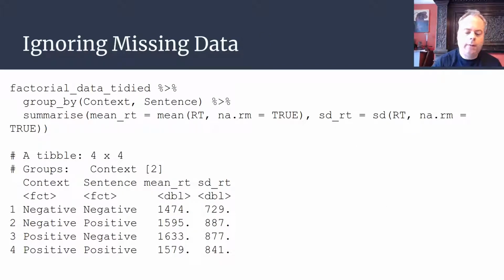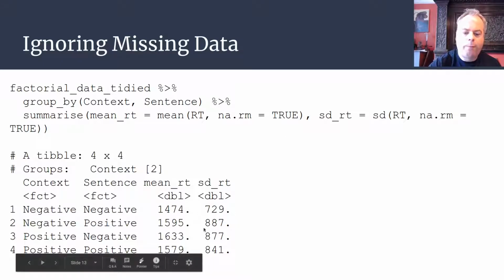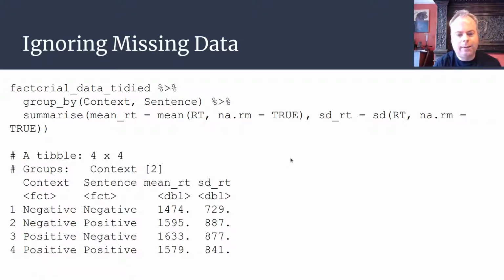And what we do is we simply add an extra parameter to our summarize function, and we basically tell R to remove cases where there's missing data. So we set the parameter na.rm to equal TRUE when we're calculating the means, and do the same when we're calculating the standard deviations. So we're basically telling R to exclude those rows where the data are missing. And now we can see we've got a full set of summary statistics, pretty much as expected.